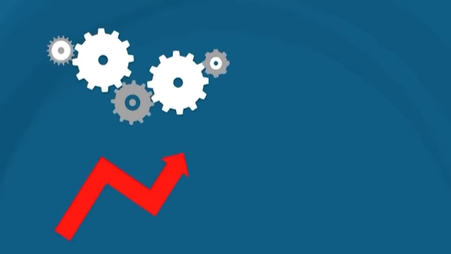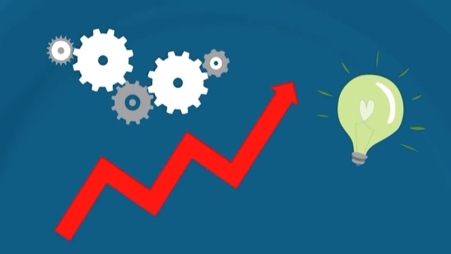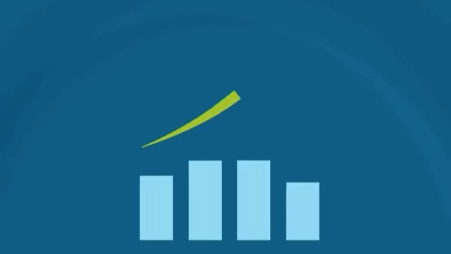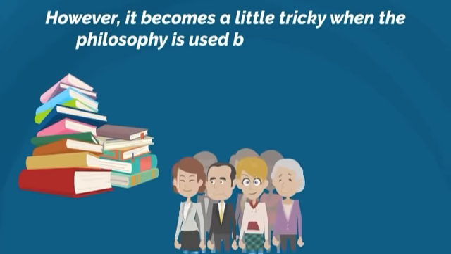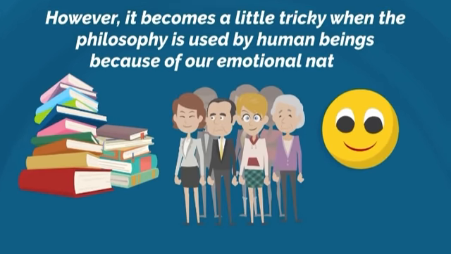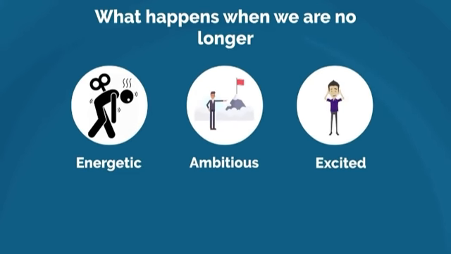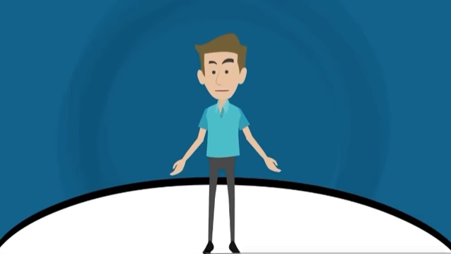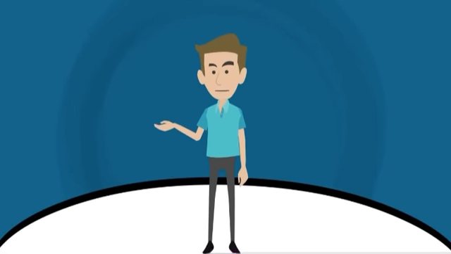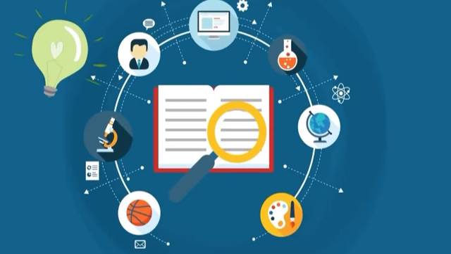Kaizen works on improving systems that are already in place or have been introduced. It is for this reason that it has contributed to the success of companies like Toyota and Canon. However, it becomes a little tricky when the philosophy is used by human beings because of our emotional nature. What happens when we are no longer energetic, ambitious, and excited about our new goals? Is Kaizen useful when you are down, lethargic, or when you simply revert to your old habits? It is important to understand that this philosophy is about eventual positive improvement and the development of good habits.